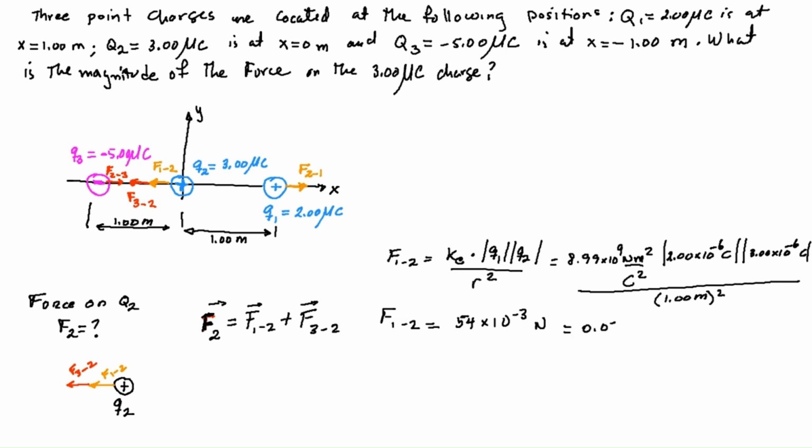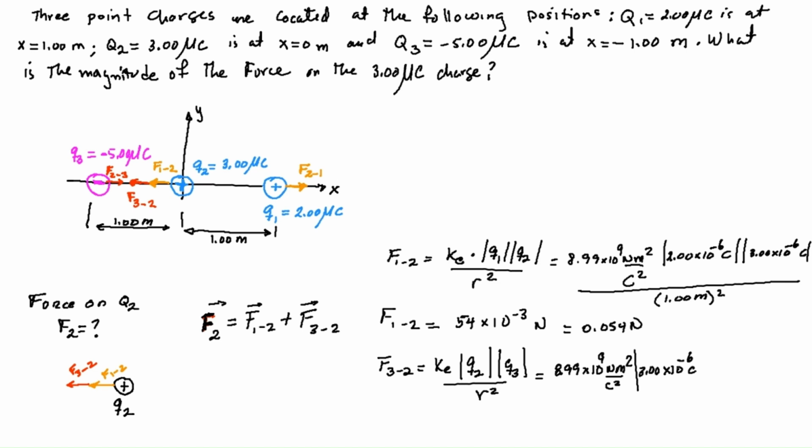Now we can calculate exactly, doing the same thing, the force that 3 exerts on 2, and it is K sub E times Q2 times Q3 over the square of the distance. So this would be 8.99 times 10 to the 9 newtons meter squared over coulomb squared times Q2, 3.00 times 10 to the negative 6 coulombs, times Q3, negative 5.00 times 10 to the negative 6 coulombs, all divided by the distance between 2 and 3, which is also 1 meter.